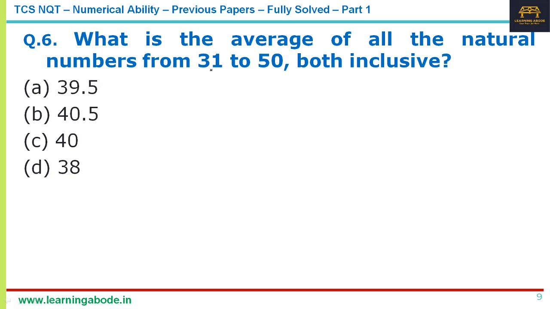It's such a simple question. Whenever you're asked for the average of numbers in AP, or especially consecutive natural numbers, just look at the number of numbers, the total number of items here. From 31 to 50 means there are 20 numbers, which is an even number.